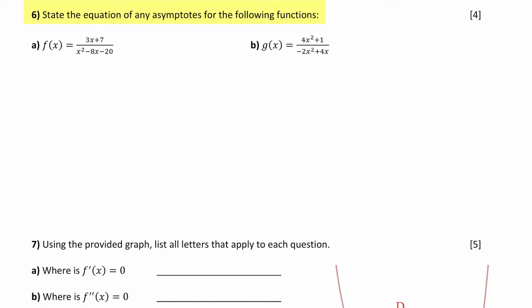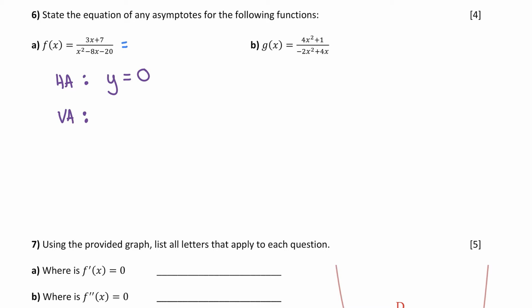Question 6 says state the equation of any asymptotes for the following functions. So I'm going to check, are there any horizontal or vertical asymptotes for this function? Since the denominator is degree 2 and the numerator is degree 1, whenever the denominator is a higher degree, the horizontal asymptote is going to be at y = 0. The vertical asymptote is going to be at whatever x value makes this function undefined. It would be undefined if the denominator was 0.